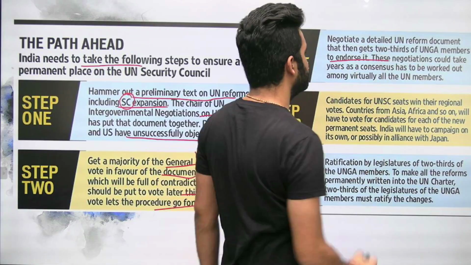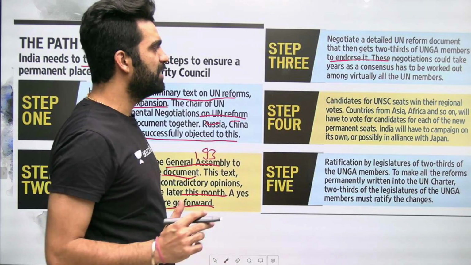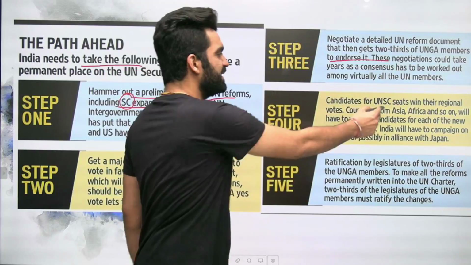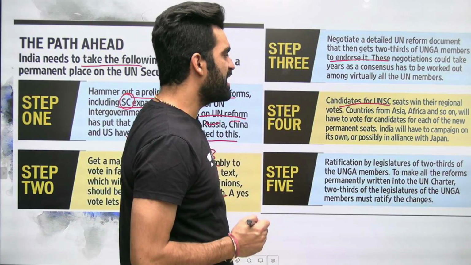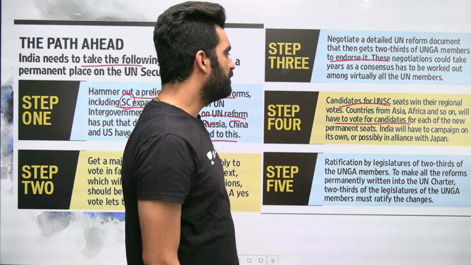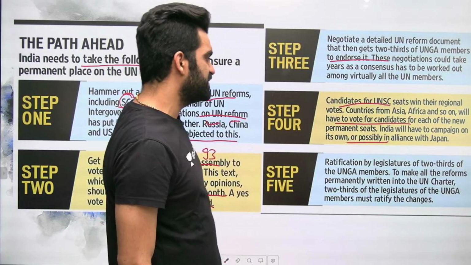Then step 3, negotiate a detailed UN reform document that then gets 2/3 of UNGA members to endorse it. These negotiations could take years as a consensus has to be worked out among virtually all the UN members. Then candidates for UNSC seats win their regional votes. Countries from Asia, Africa and so on will have to vote for candidates for each of the new permanent seats. India will have to campaign on its own or possibly in alliance with Japan. So these are the steps.